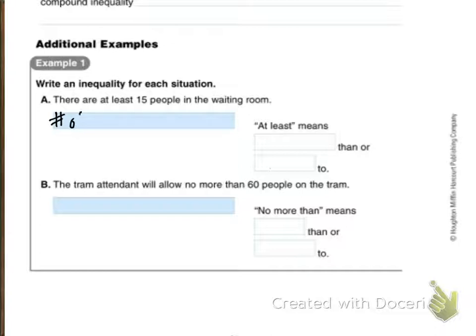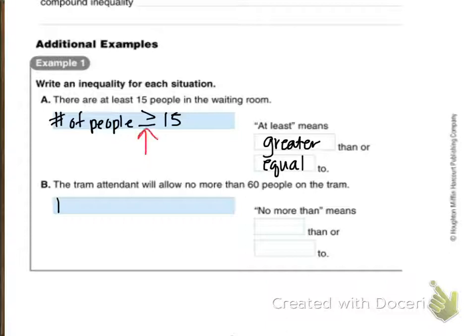So write an inequality for each situation. There are at least 15 people in the waiting room. So the number of people in the waiting room is going to be greater than or equal to 15. So when something says at least, it means greater than or equal to. And that's the symbol that you're going to use, right here. That means greater than or equal to.